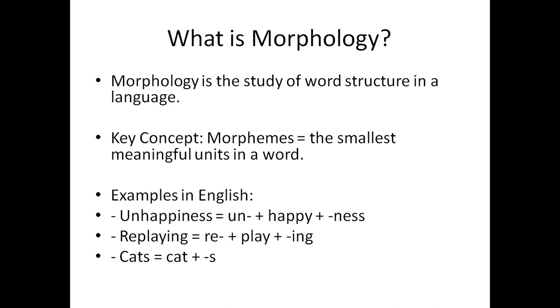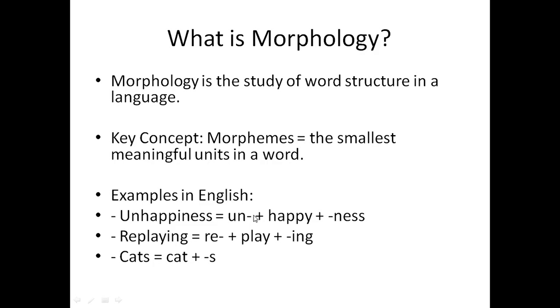Now we have free morphemes and bound morphemes. Let's look at this word here, unhappiness. The smallest meaningful units we have are un, happy, and ness. So you see three morphemes combined to form this word. Un means not, negative, none. Happy is the feeling of being happy, then ness. Now you see how these three combine to form this word.